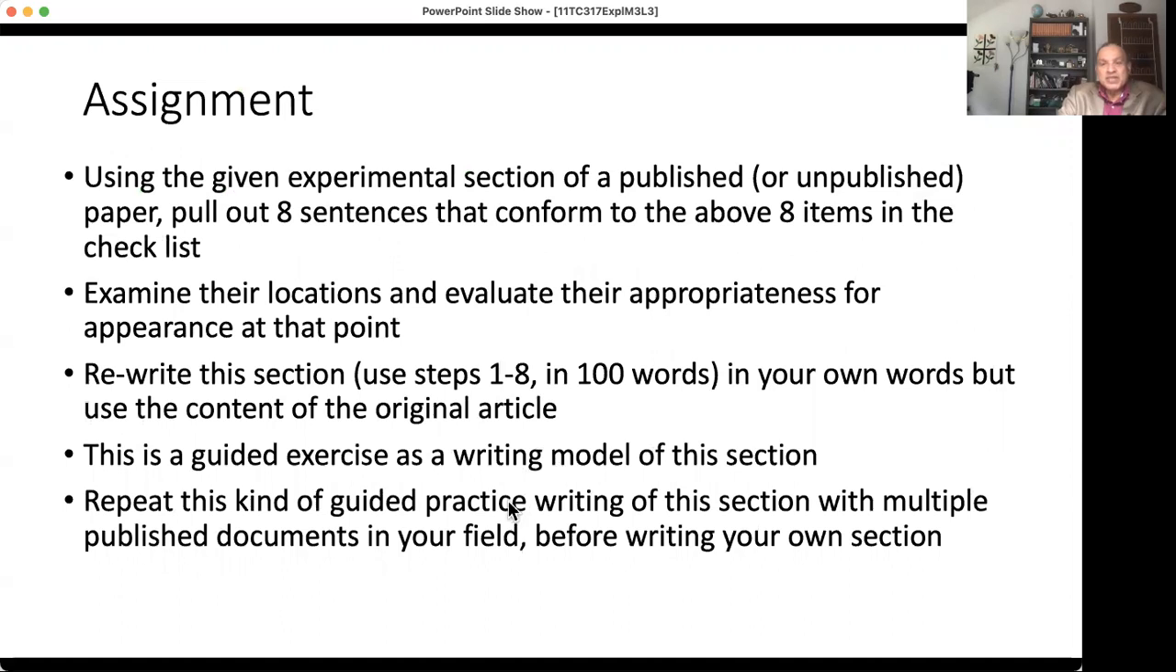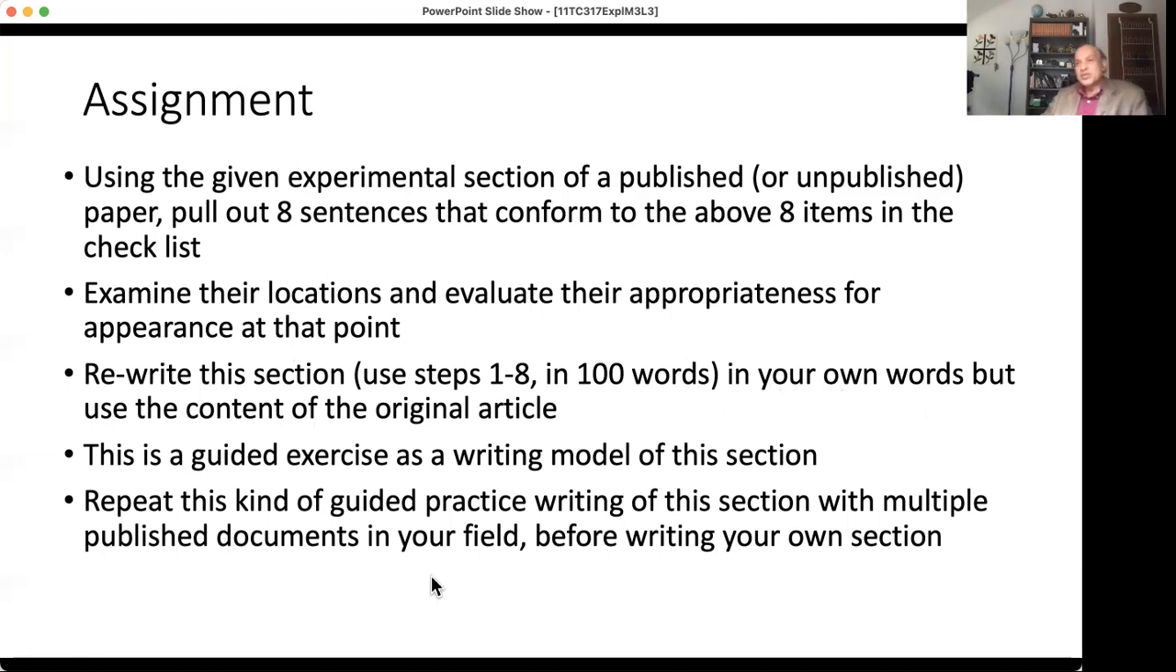So this assignment, we're running out of time here. In the given experimental section of a published or unpublished paper, pull 8 sentences that conform to items in the checklist I have given you. So this way you can go back and say, did they do this? Did they do this? So the idea is to learn how the masters are doing it, their locations. Just recognizing the location is good enough. Where are these? I rewrite this section in simple words.